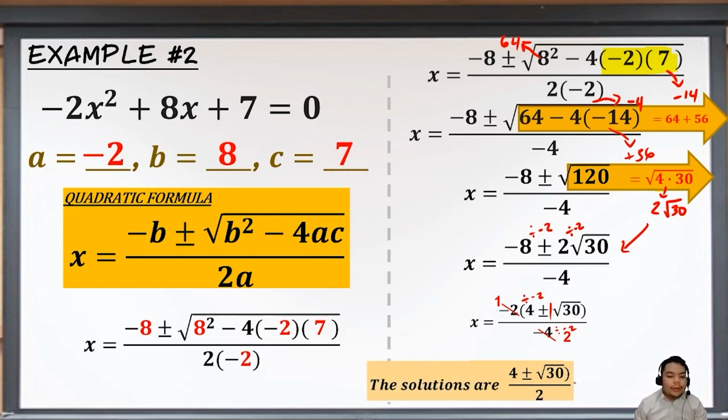Yan. So, kung mapapansin nyo, isa lang yan. Pero dalawa yan. One is plus, one is minus. Don't forget that you will always have at most two values or two solutions for a quadratic equation. Gets po? Okay, let's consider this last example.